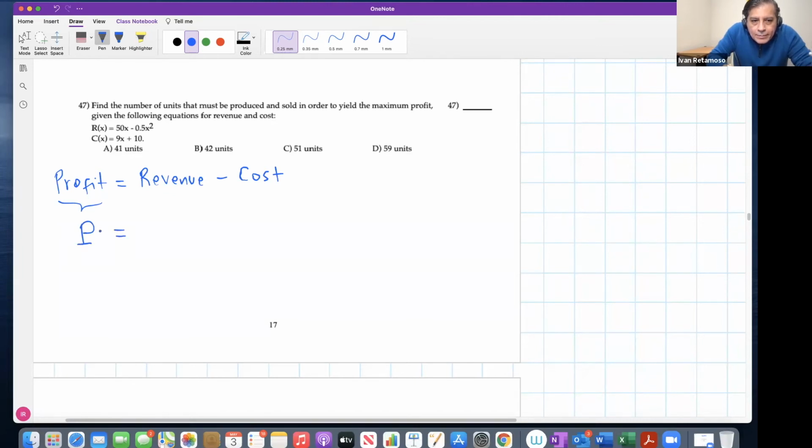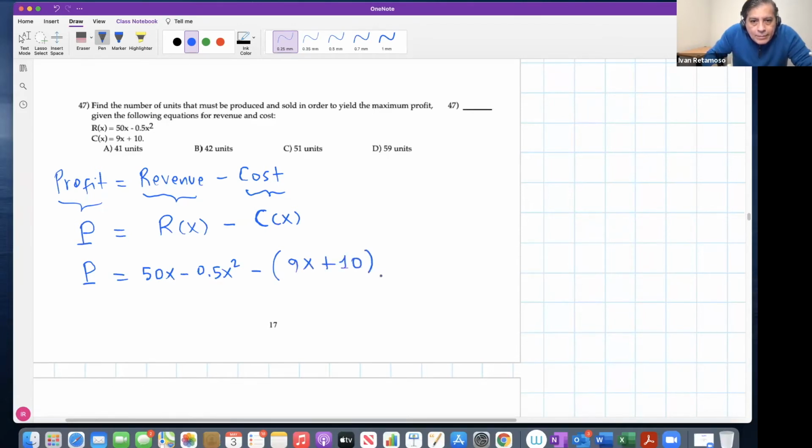Now let's represent this profit function with a capital P. Revenue function, let's represent it with R of x. Cost function, C of x. We have these given, so let's pick them up from there. So profit function will be equal to revenue function 50x minus 0.5x squared minus, be careful here, for the cost function, I'm going to write it within parentheses.